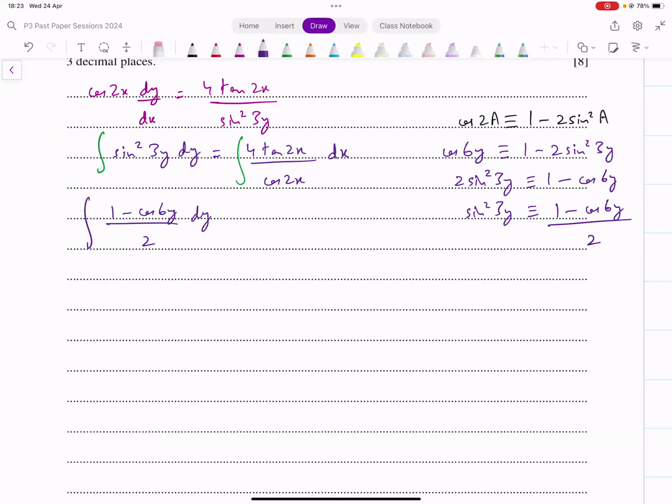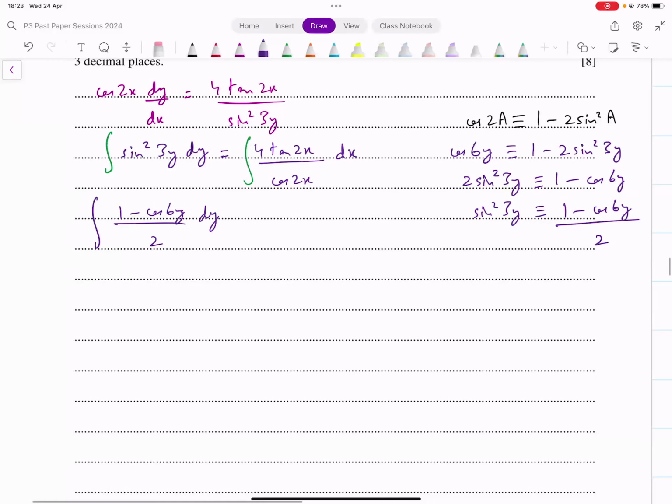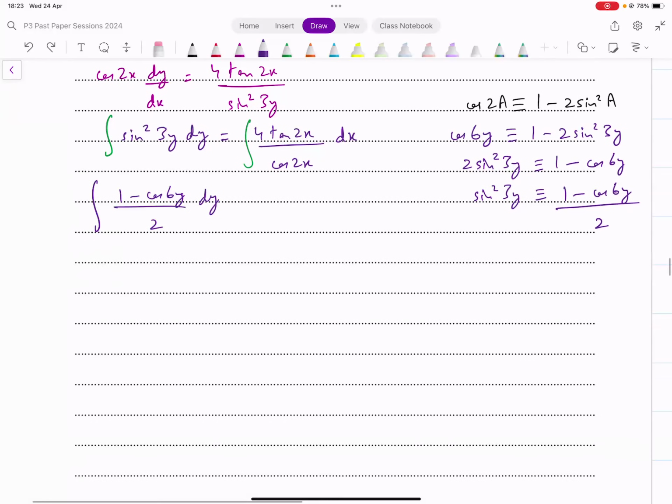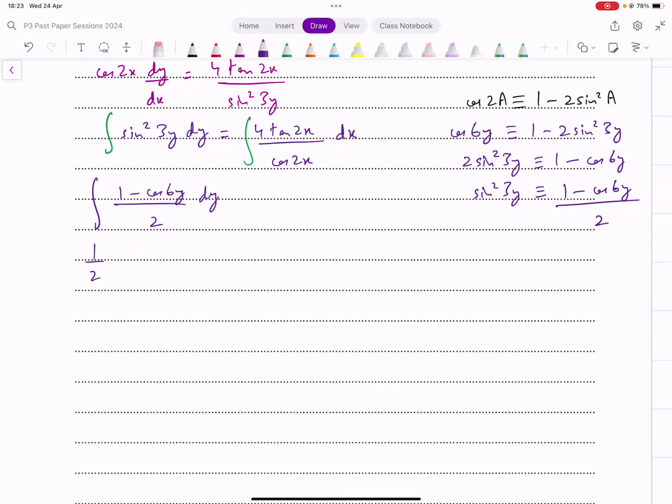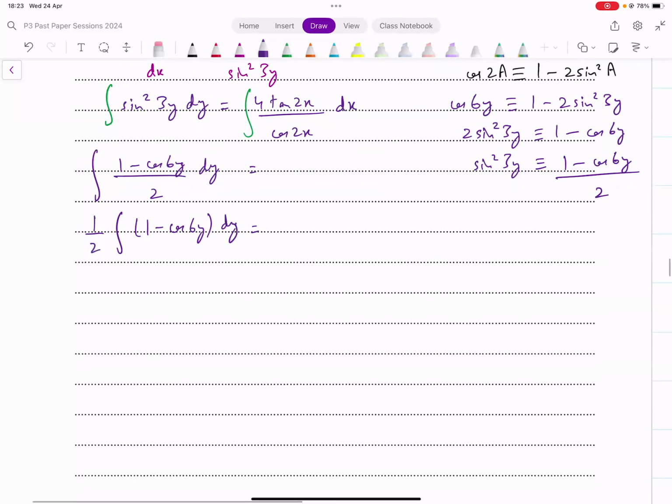We need to integrate this with respect to y. Now, this is something that we can do directly. This denominator is a constant. We can write that outside, and that will become 1 over 2 into integration of 1 minus cos of 6y. And this can be integrated directly. We'll deal with the right side in a moment. This integration turns out to be integration of 1 with respect to y, that's y. Integration of cos of 6y with respect to y, that is going to be sine of 6y divided by 6. That's the integral that we end up getting on the left side.